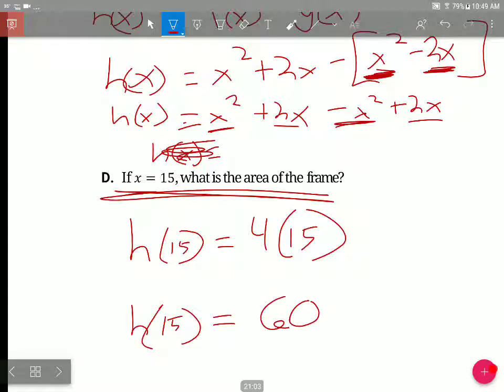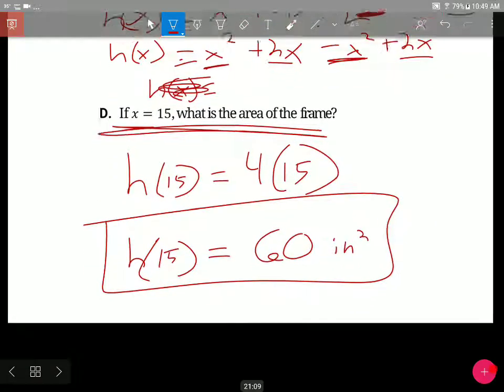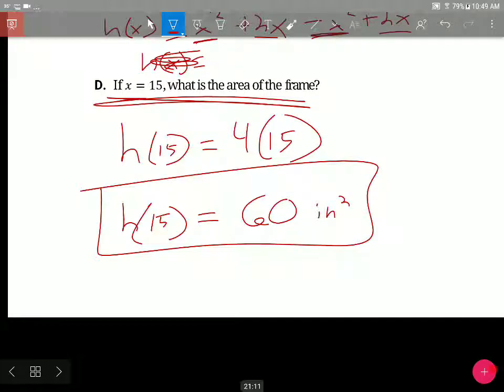I think it's square inches. I think the whole thing is in inches. No, you don't have to put your units, but that's what it is. Cool? That's what this whole thing is.